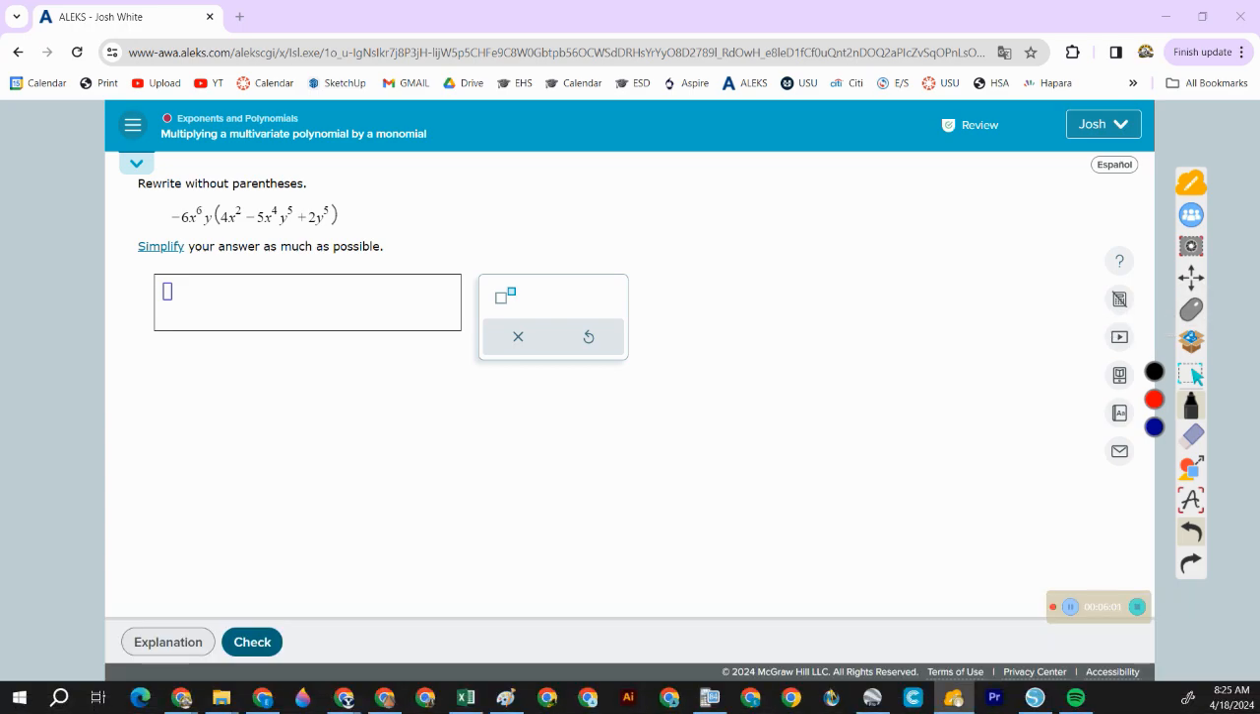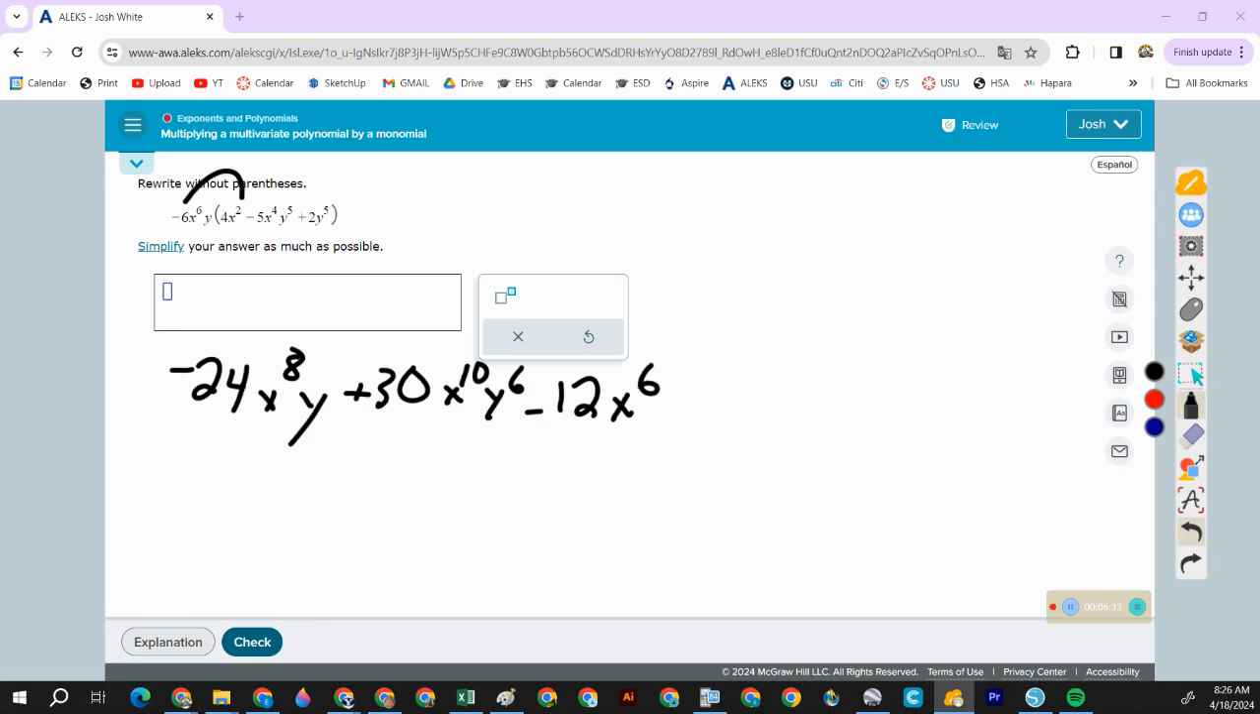All right. So this one we're just going to distribute. Negative 6 times 4 is negative 24. And then x to the 6 times x squared is x to the 8th. And then the y plus negative 6 times negative 5 is 30. X to the 6th times x to the 4th is x to the 10th. Y times y to the 5th is y to the 6th. Negative 6 times 2 is negative 12. X to the 6th. And y times y to the 5th is y to the 6th. And that's it.